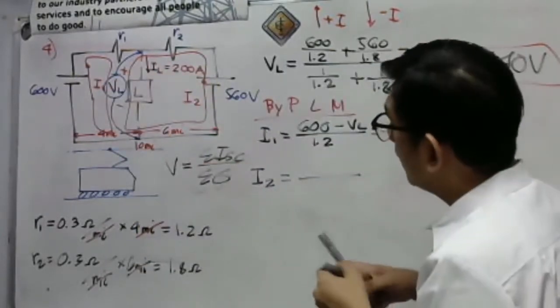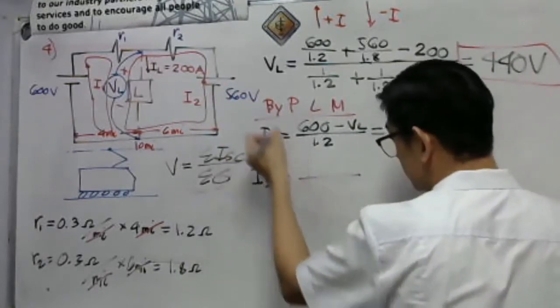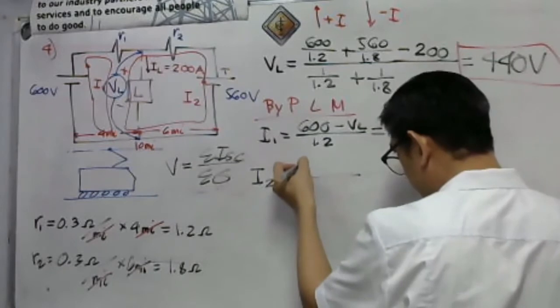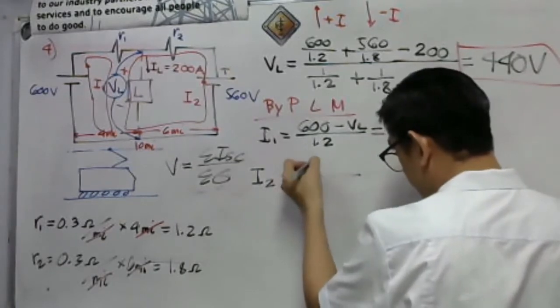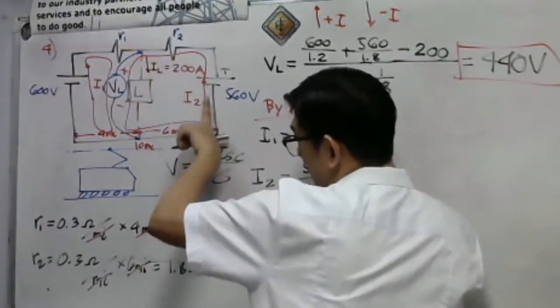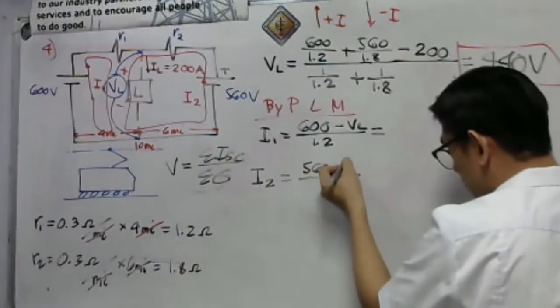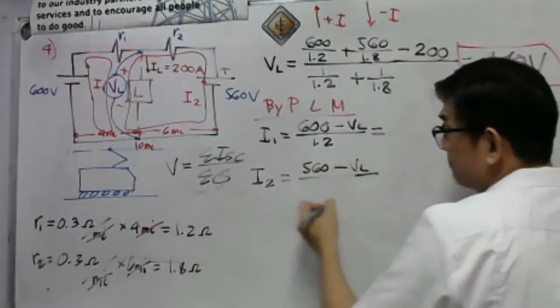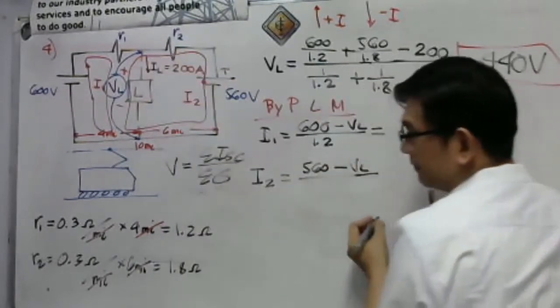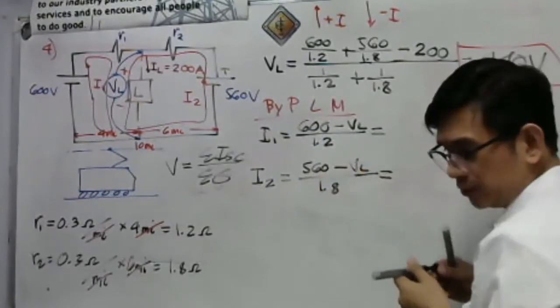Now, we have our I sub 2. It leaves on the positive terminal of 560 volts. This is the positive terminal. So, 560 minus. Why is it minus? Because this I sub 2 leaves on the negative terminal of this. Divided by the resistance path, we have R sub 2, that is 1.8. So that is equal to what?